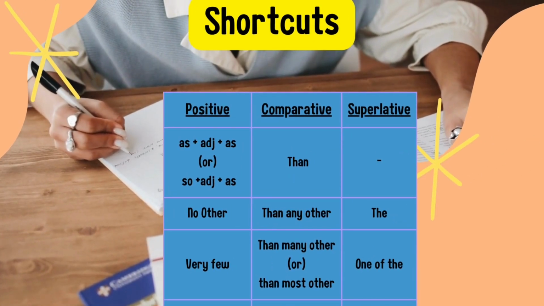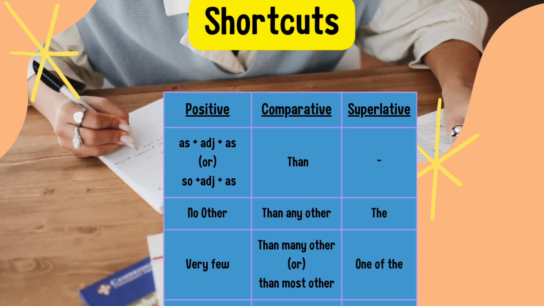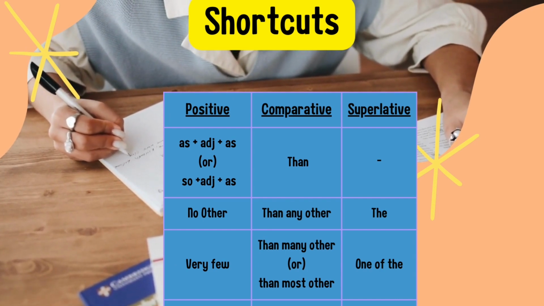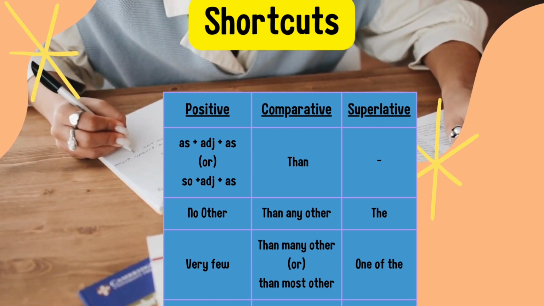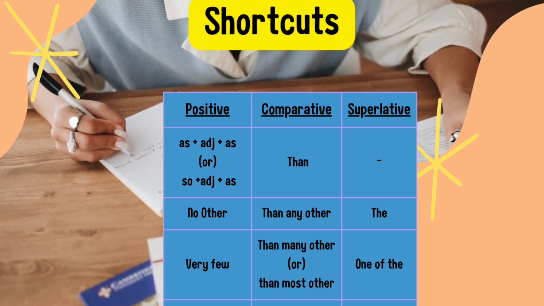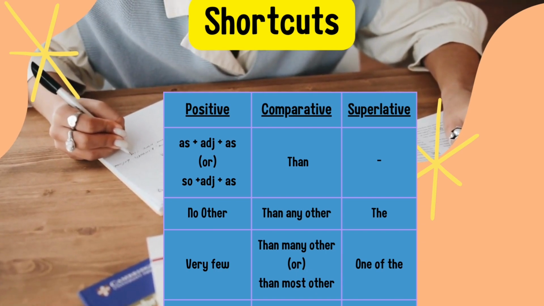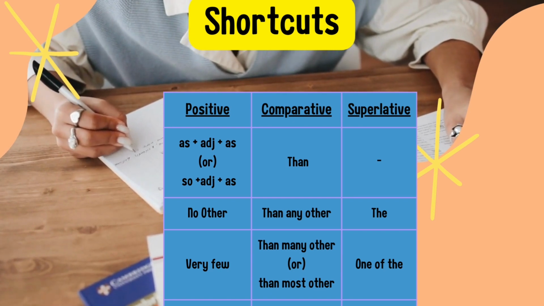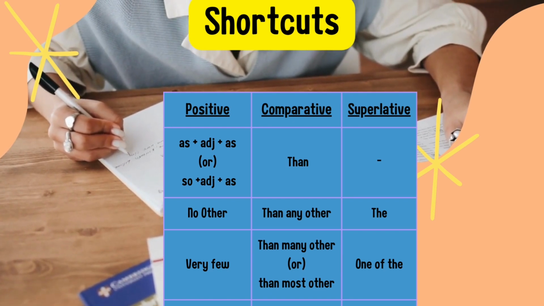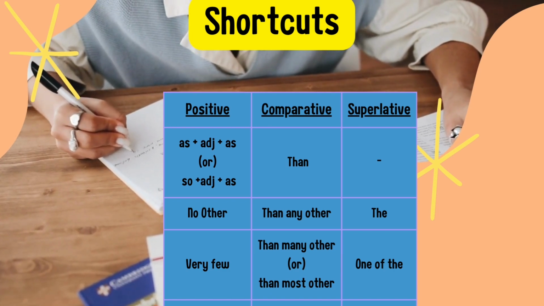Clue words used in transforming degrees of comparison. Type 1: in positive degree, as plus adjective plus as; otherwise, not so plus adjective plus as. In comparative, we need to use than. There is no superlative degree in type 1. Type 2: here the clue words are no other in positive, than any other in comparative, the in superlative.